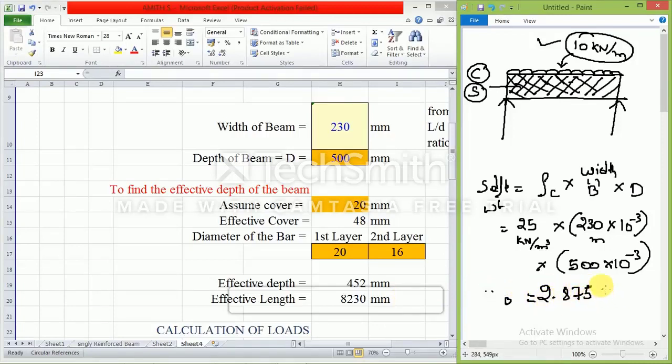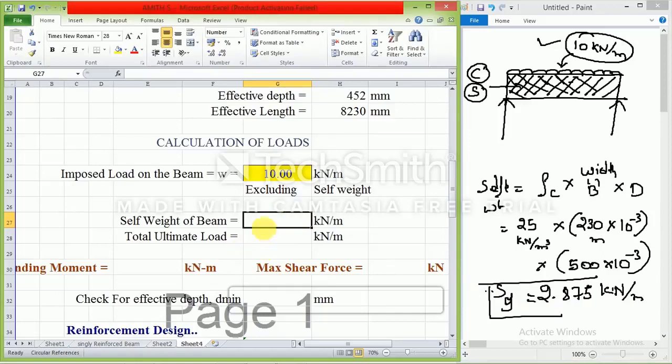2.875 kilonewton per meter. Okay, this is the self weight of the beam. So I'll now substitute the value of self weight of the beam over here. So this is equal to, same thing, opening the bracket, density of the concrete.